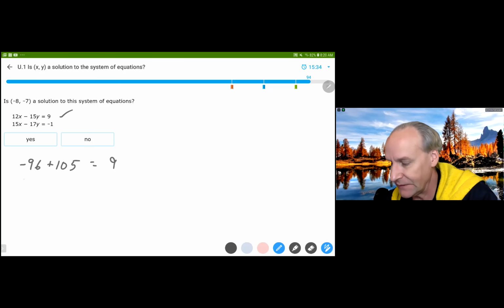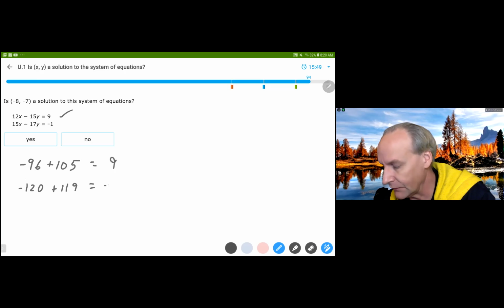Now the second one is 15 times negative 8, which is negative 120. And negative 17 times 7. That's going to be a little tougher. Let's see. That's going to be 119, I think. So plus 119. And that is negative 1.